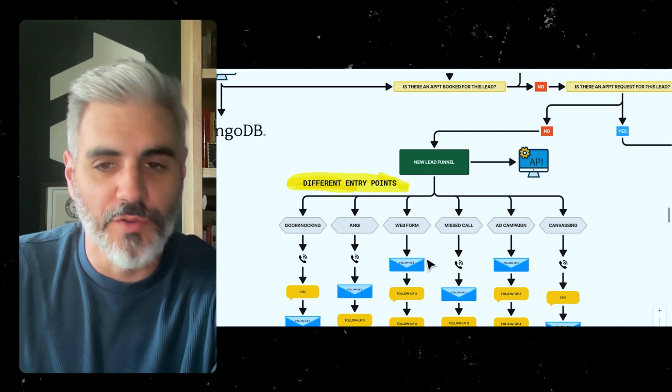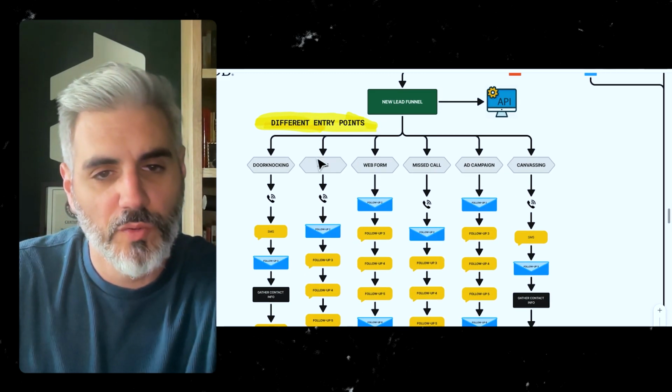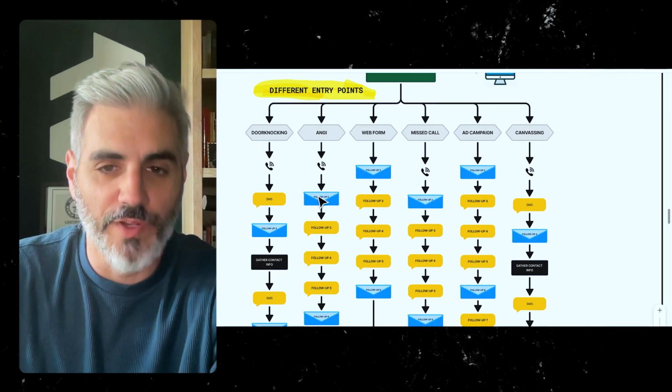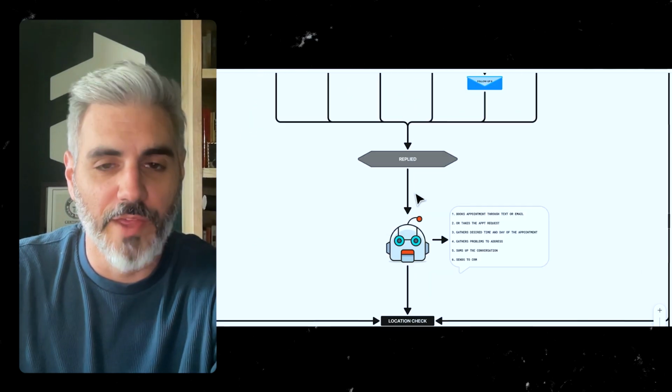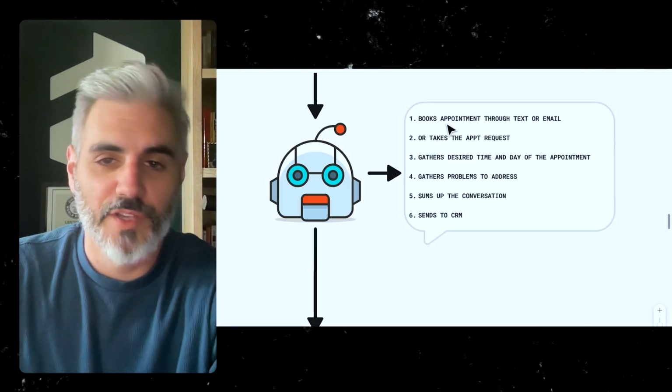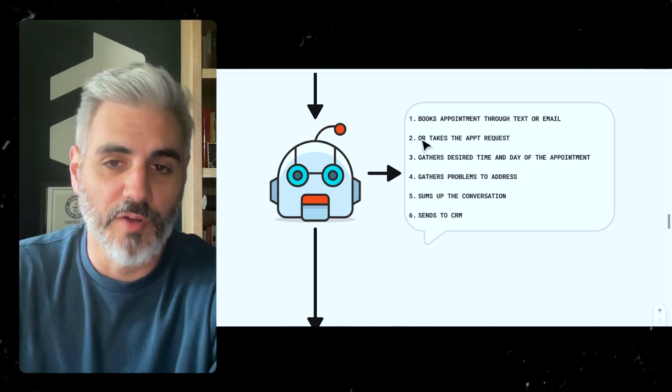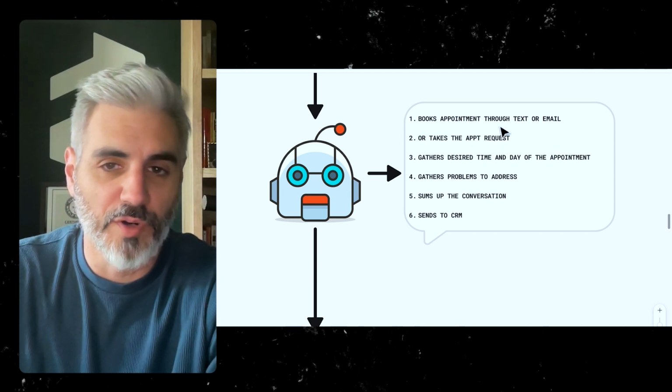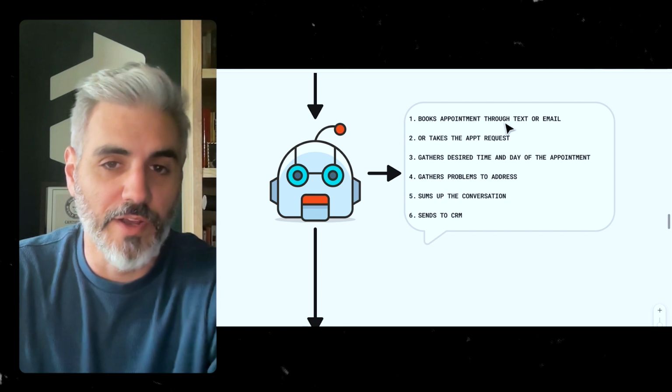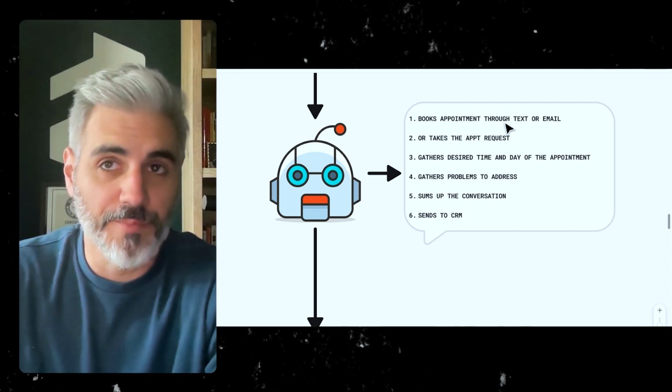When they come in, there are different entry points here. Instead of having a universal door that people walk through, you've got totally different ways of reading people depending on where they're coming from. And then when they reply, you've got the AI bot. You can either book the appointment through text or email or take an appointment request. You can really only book through text or email if you're using our native calendar. If you're using a calendar in your CRM, it's not really possible.